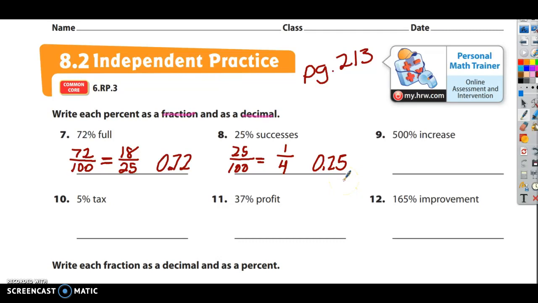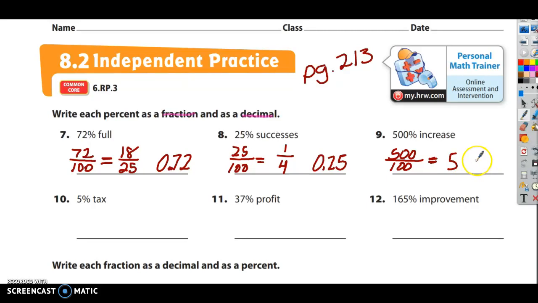500%. Now this is the first one where we're going to get kind of a funny answer. Do you notice in our first two that we've got a percent that's under 100? 72% is under 100, 25% is under 100. This one's over 100. Every time, we just take the number and write it as our numerator, and we write 100 as our denominator. And so our fraction unsimplified is 500/100, which simplifies to just 5 whole, because 100 goes into 500 5 times. So the fraction can be written as a whole number, 5.